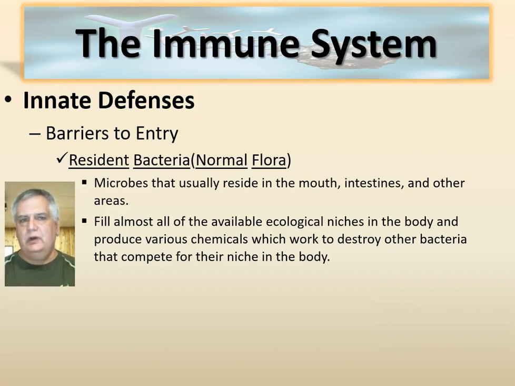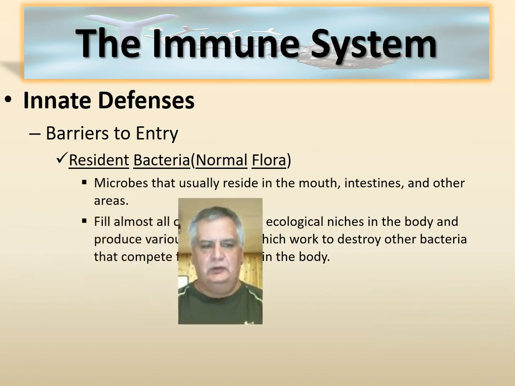Remember, these bacteria are living inside our body, and they're getting the four main things that they need for survival. They're getting warmth, they're getting moisture, they're getting darkness, and they're getting nutrition. They have a pretty good setup there, and they want to live in that area, so they produce chemicals that might discourage pathogenic microbes from entering and possibly taking over that same niche.